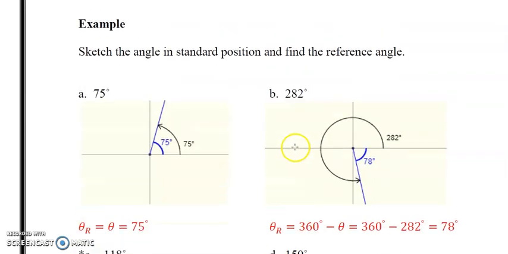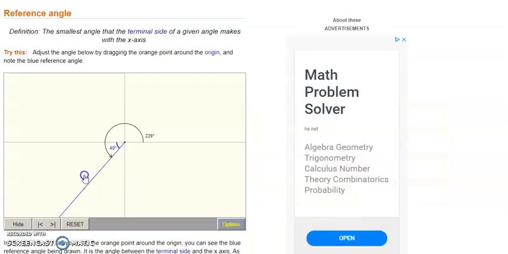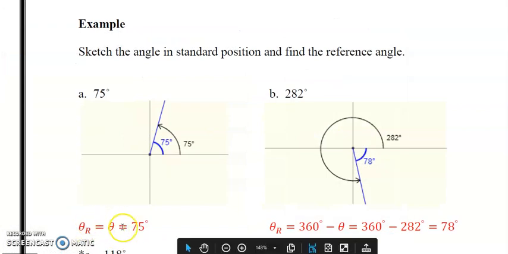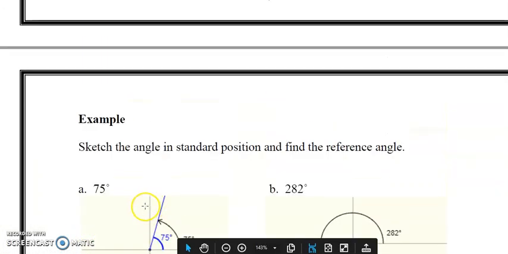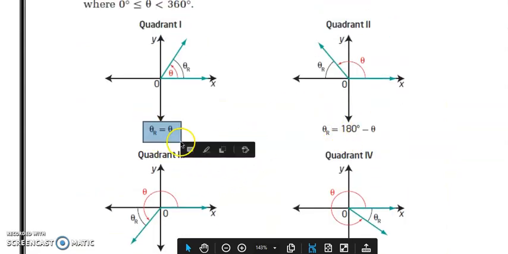So sketch the angle in standard position and find the reference angle. So the first one's 75. You'll notice that for 75, the reference angle is also 75 because it's in quadrant 1. It'll always happen in quadrant 1 for anything between 0 and 90. Okay? And then the next one we have is 280. And again, the reference angle for the first quadrant is equal to theta. Alright? Reference angle is equal to theta.